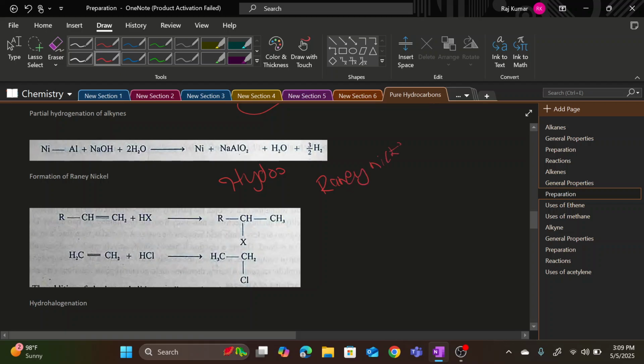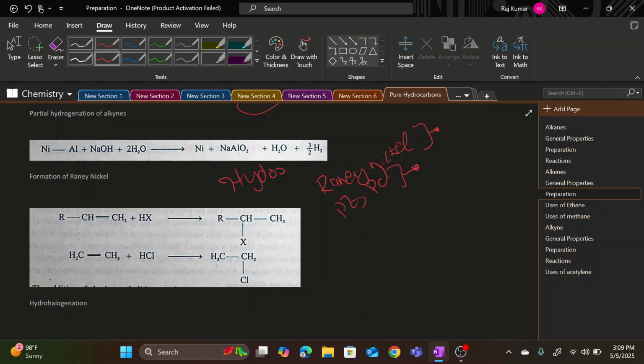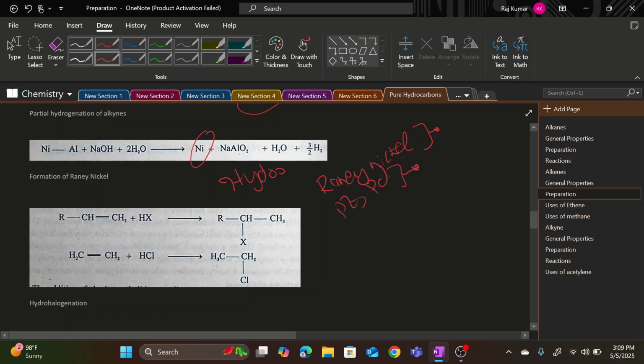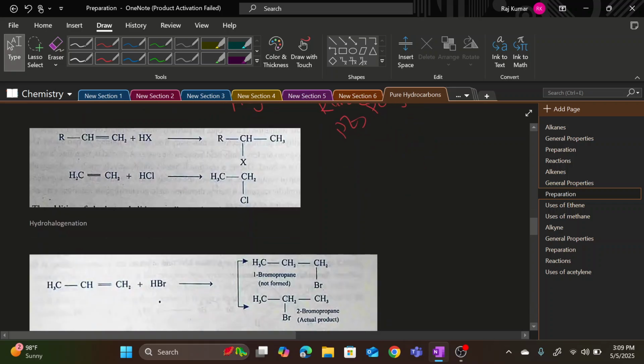Why do we use Raney nickel even though we can use platinum or palladium? Because Raney nickel is less expensive. Palladium and platinum are noble metals, due to which they are pretty expensive. So we rather use Raney nickel. It is obtained simply: we take a nickel aluminum alloy and soak it in a caustic soda solution, due to which we get the Raney nickel, and that Raney nickel is then used for hydrogenation as done previously.